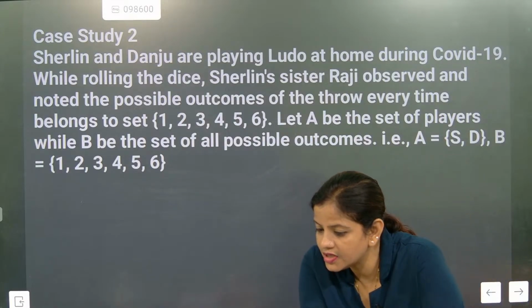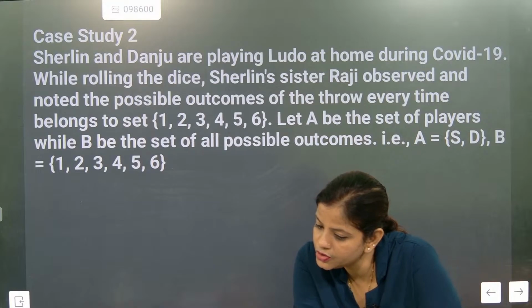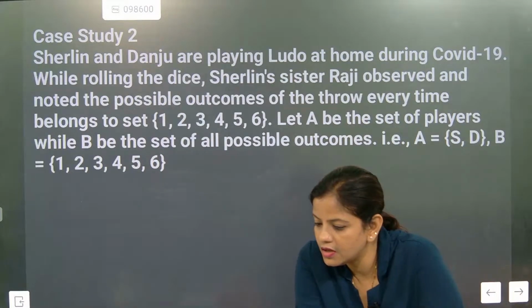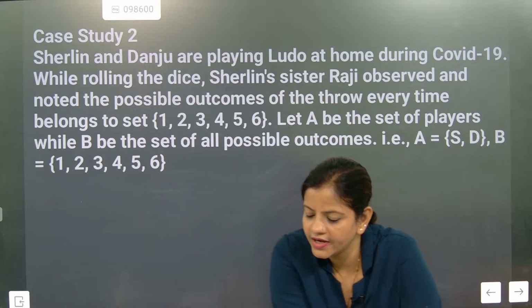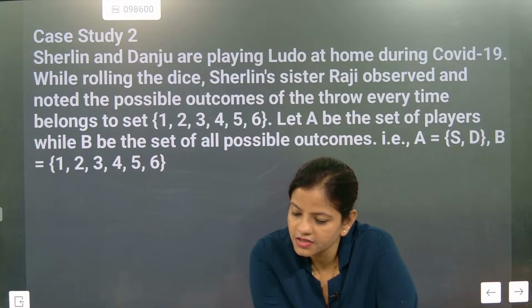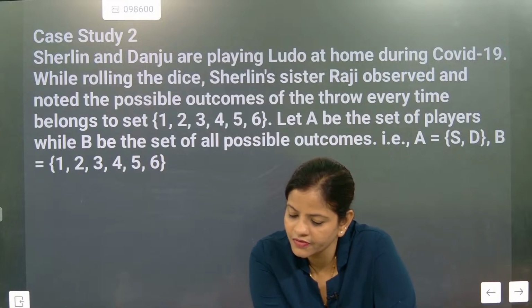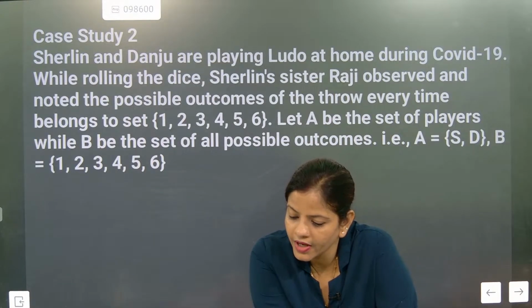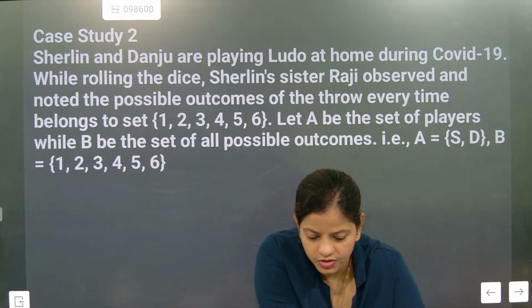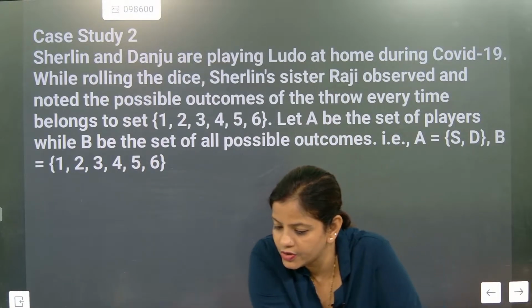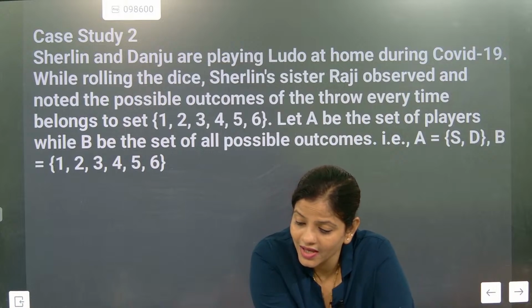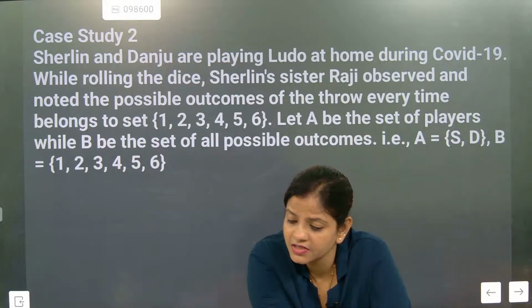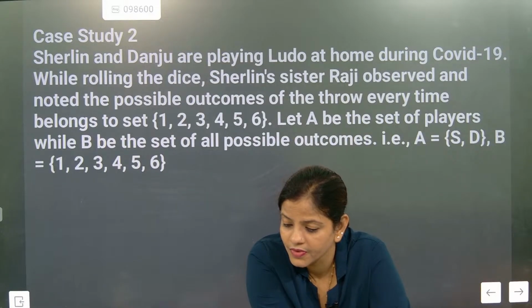Sherlyn and Danju are playing Ludo at home during COVID-19. While rolling the dice, Sherlyn's sister Raji observed and noted the possible outcomes of the throw every time. So set A is exactly having how much? 1, 2, 3, 4, 5, 6. So A is the set of players while B is the set of all possible outcomes.